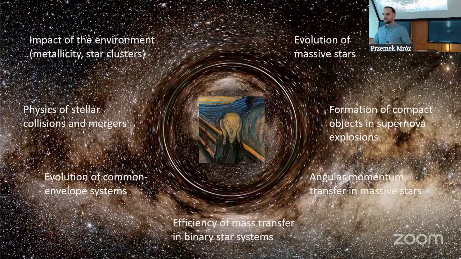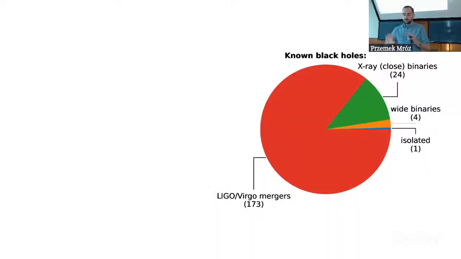And whenever we have such a complex problem, one of the good ideas is to try to simplify it. And so instead of trying to understand the population of black holes detected by LIGO and Virgo in the entire universe, maybe we should try to understand the population of black holes in our own Milky Way, which is also far from being well understood.